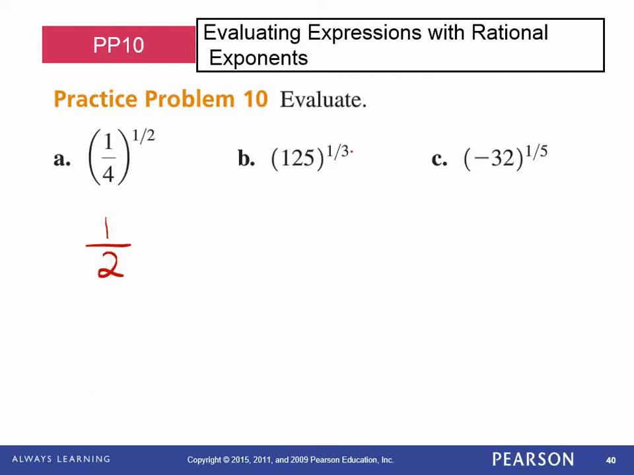This right here is technically the cube root of 125, and the cube root of 125, or what number multiplies itself 3 times to give you 125? It's a 5. All right, what number multiplies itself 5 times to give you negative 32? It will be a negative 2.